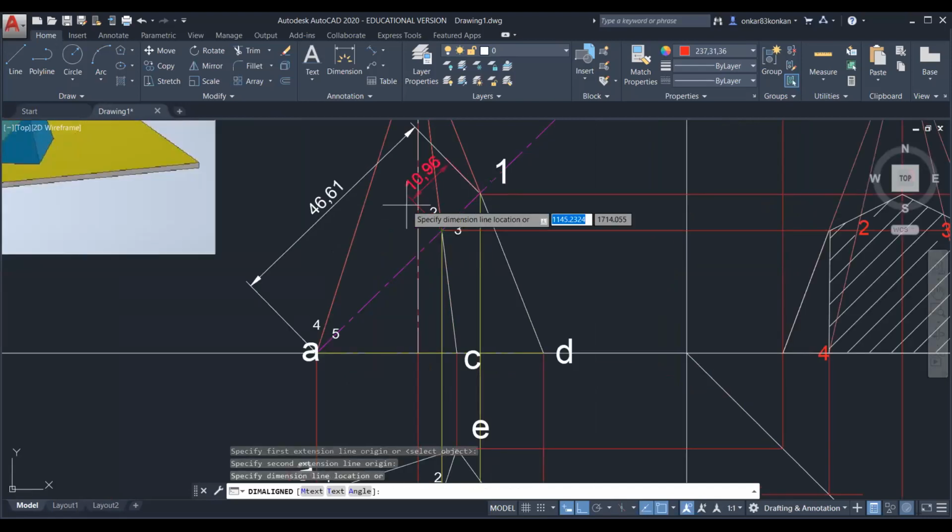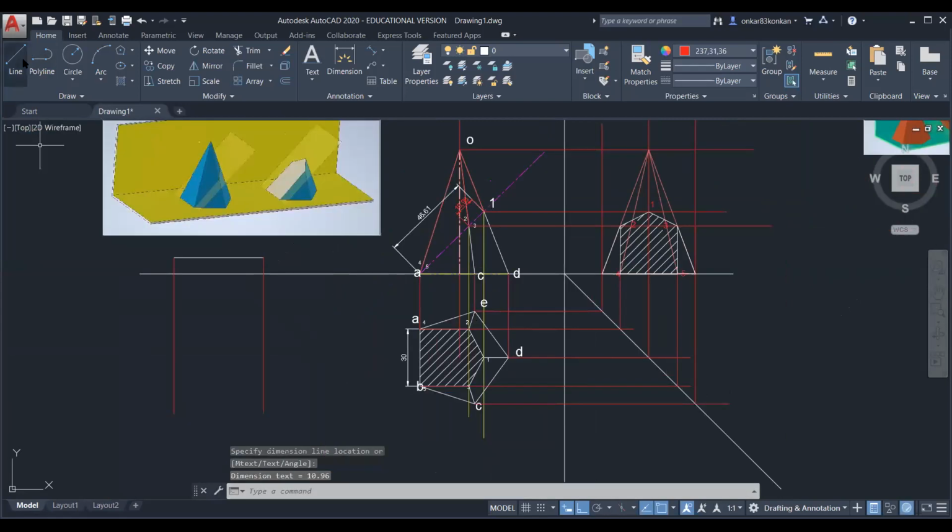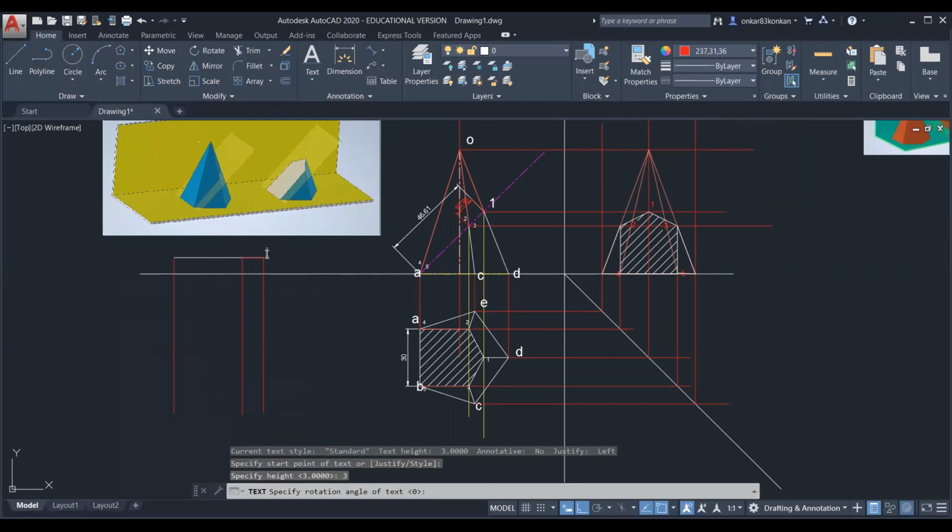Now also measure this distance from point 1 to 2. This is 10.96. So draw the line from this point at a distance of 10.96. So this is your point 1. Then this is point 2 and 3, and this is point 4 and 5.